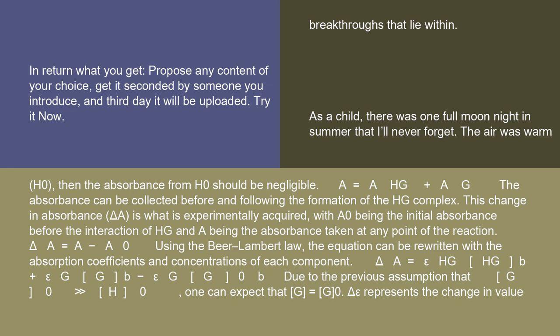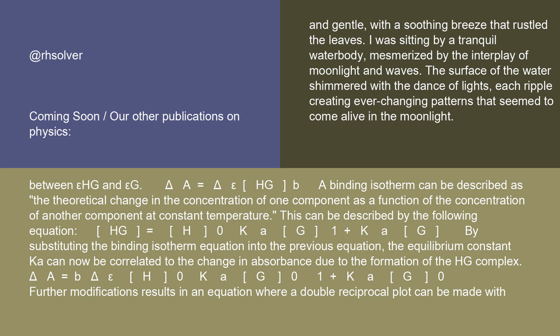This change in absorbance, delta A, is what is experimentally acquired, with A0 being the initial absorbance before the interaction of HG and A being the absorbance taken at any point of the reaction. Delta A equals A minus A0. Using the Beer-Lambert law, the equation can be rewritten with the absorption coefficients and concentrations of each component. Delta A equals epsilon_HG [HG] b plus epsilon_G [G] b minus epsilon_G [G0] b. Due to the previous assumption that G0 is much greater than H0, one can expect that [G] equals [G0]. Delta epsilon represents the change in value between epsilon_HG and epsilon_G.